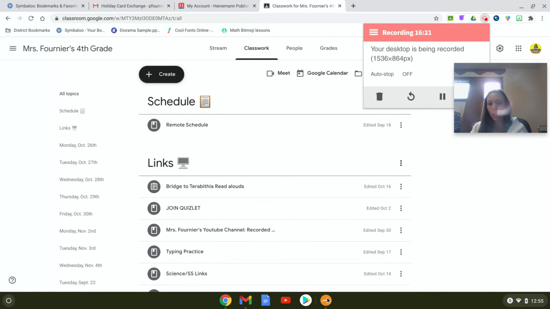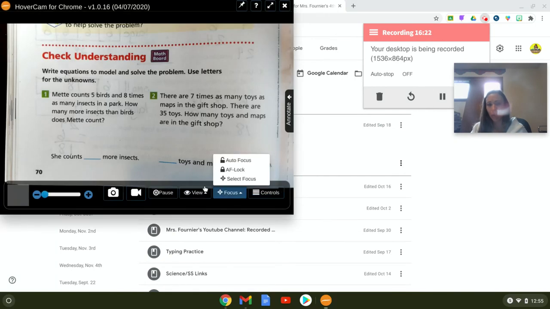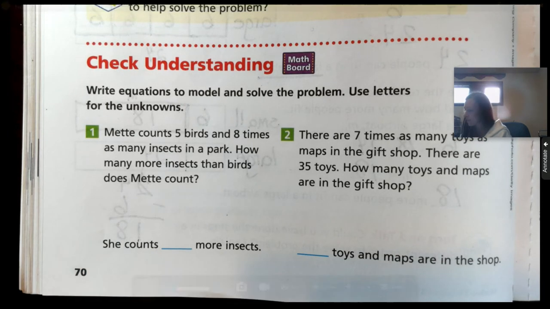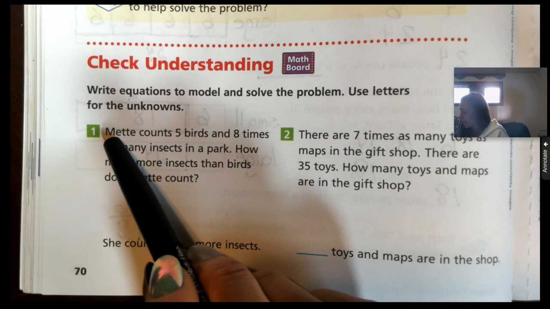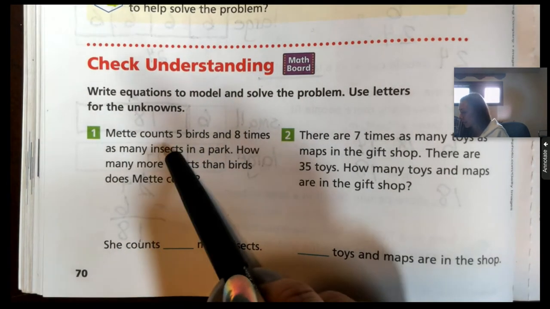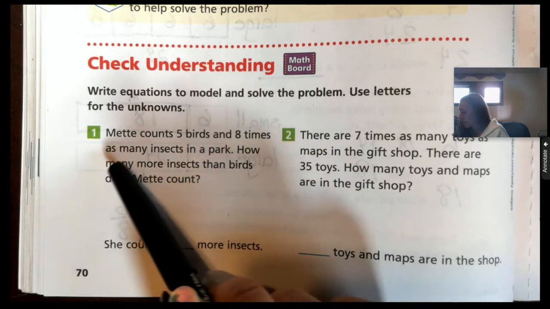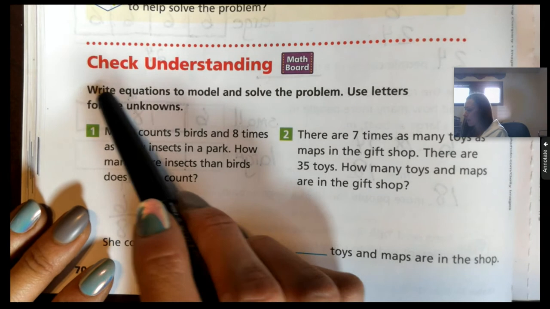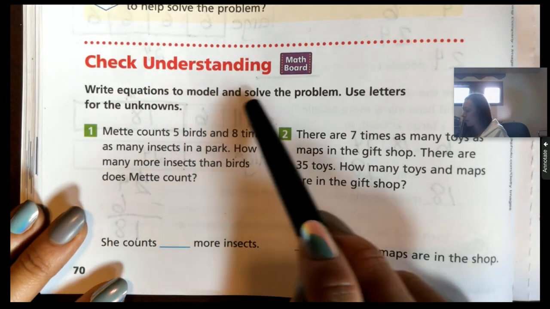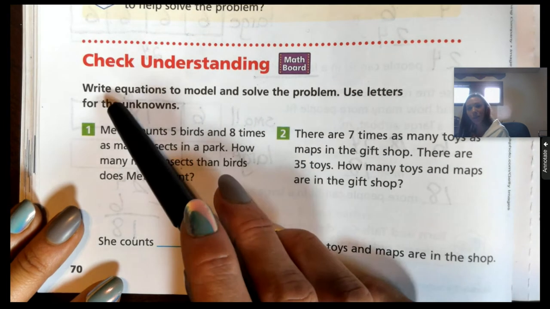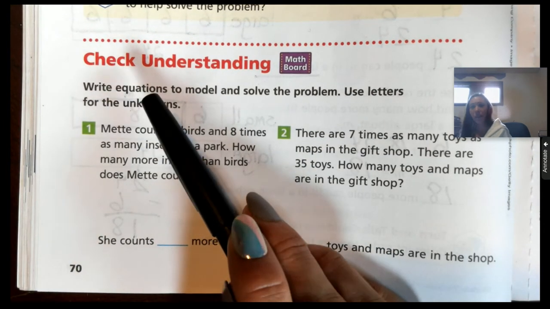Okay, so looking at the bottom of the page there, let's do another one like this, where it says check understanding number 1. It says Matt counts 5 birds and 8 times as many insects in a park. How many more insects than birds does Matt count? And the directions said that we're going to write equations to model and solve the problem. And it wants us to use letters for the unknowns instead of putting question marks. You can pick any letter you want.